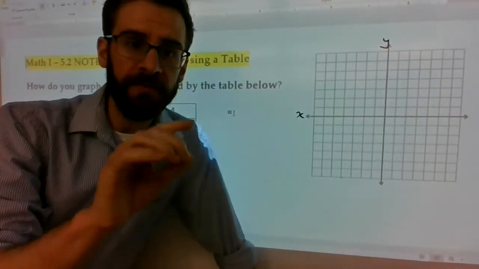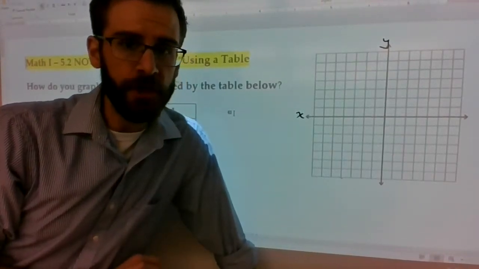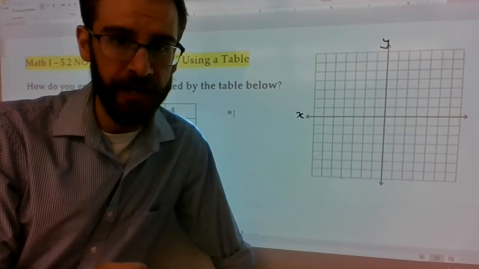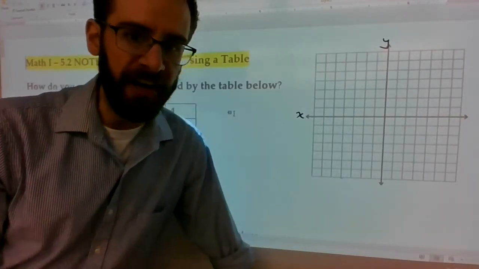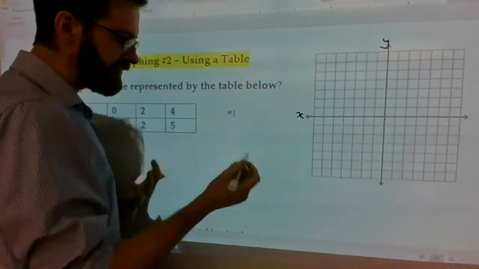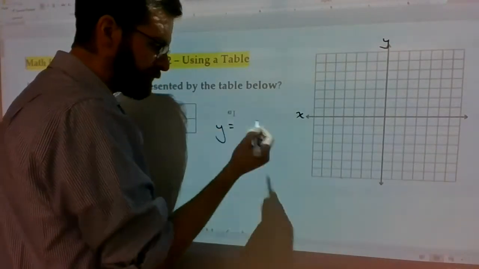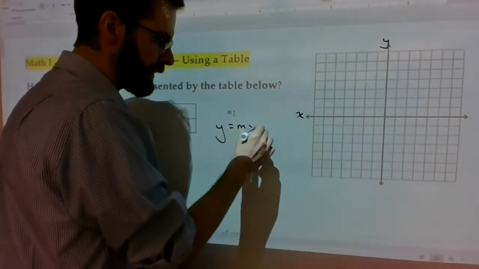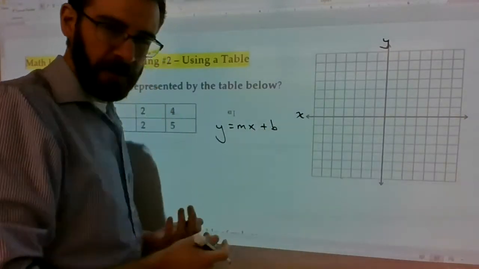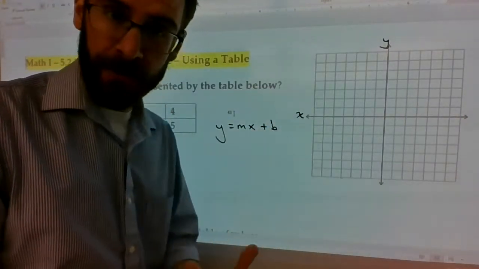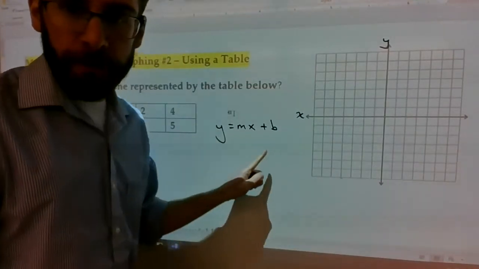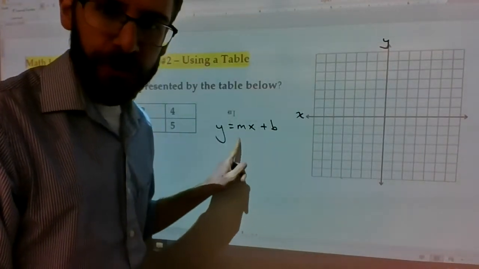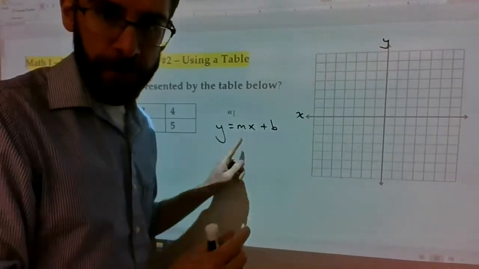Hello Math 1, we've got a new video that shows you guys an alternate strategy for how to do 5.1. So in 5.1, you guys were given equations of the form y equals mx plus b. Remember we talked about slope-intercept form. You'd plot your b value and then you'd use your m to be the rise over run.